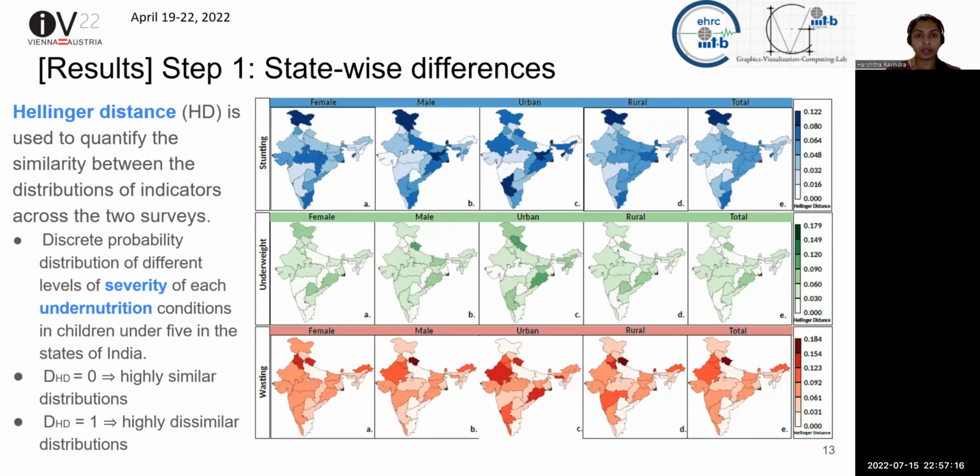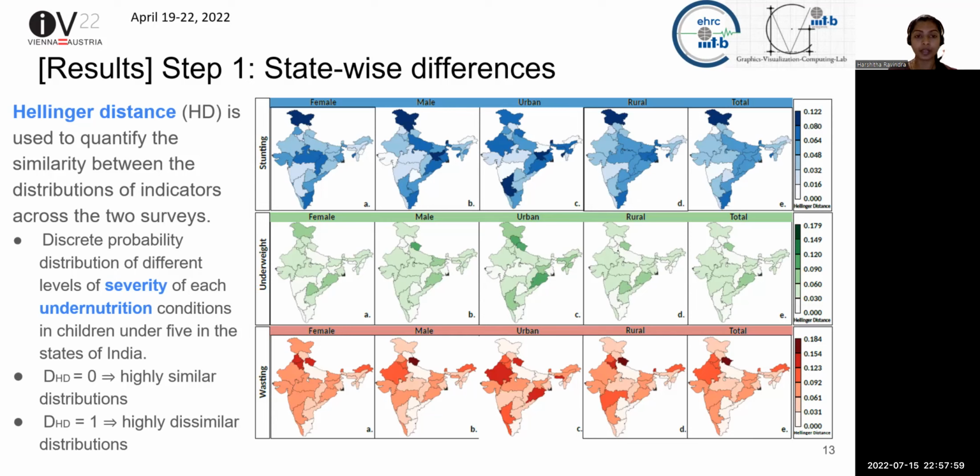In addition to their absolute count, both the surveys have published data of the discrete probability distribution of the severity of each malnutrition condition, namely stunting, underweight, wasting, and anemia. Except for anemia, we have data available in the gender and urbanization based sampled groups, in addition to the total population. Hence, we find distribution distances for each subpopulation using Hellinger distance to quantify the similarities between the indicators across two surveys. Here, we observe that the state-wise distribution distances between the surveys are low.